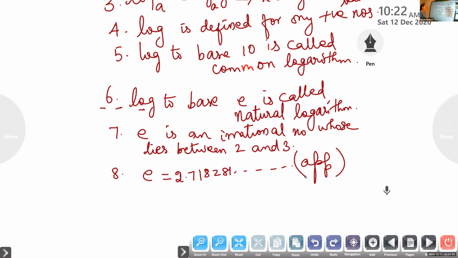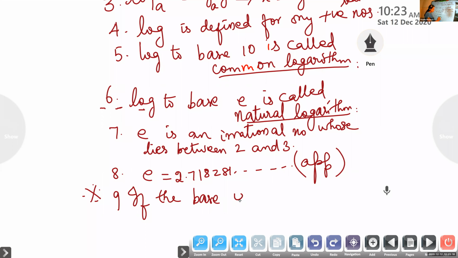So if you take logarithms, there are two types: common logarithm and natural logarithm. Common logarithm means to the base 10. Natural logarithm means to the base e. The next one: if the base is 10, then we will not mention the base.